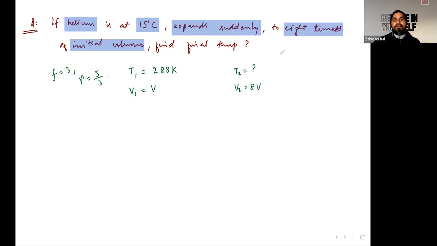So first is, we have to define the process in this part. Is it isobaric, isochoric, isothermal, or adiabatic? Abhinav? Which process will be in this part? Just see, in this part, gas is expanding all of a sudden. It means it will be adiabatic in nature.